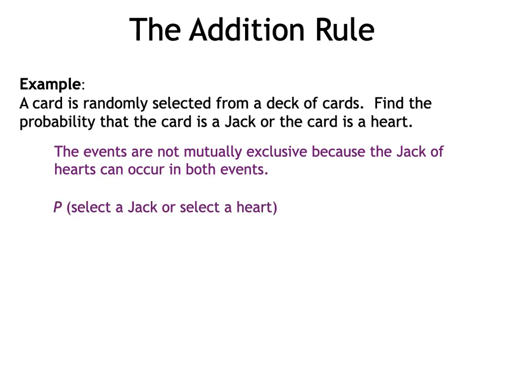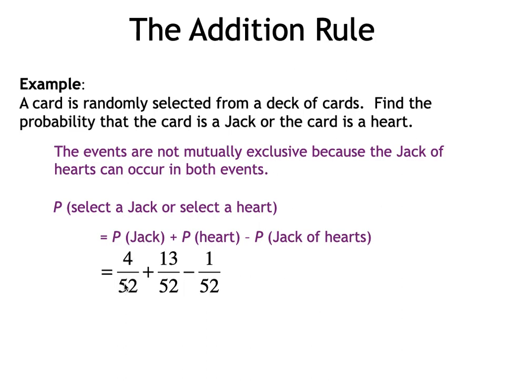Thus, the probability of selecting a jack or a heart is the probability that we are able to select a jack, plus the probability that we're able to choose a card which is a heart, minus the probability of getting the jack of hearts. So how many jack cards are there in our deck? There will be 4 out of 52 of them.